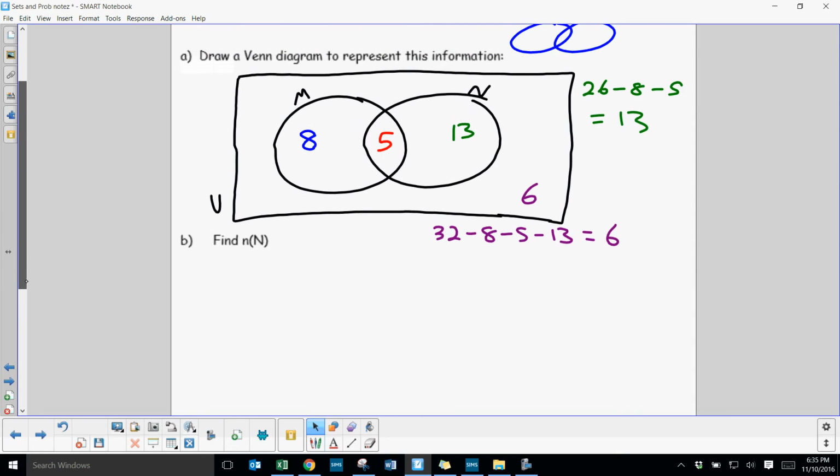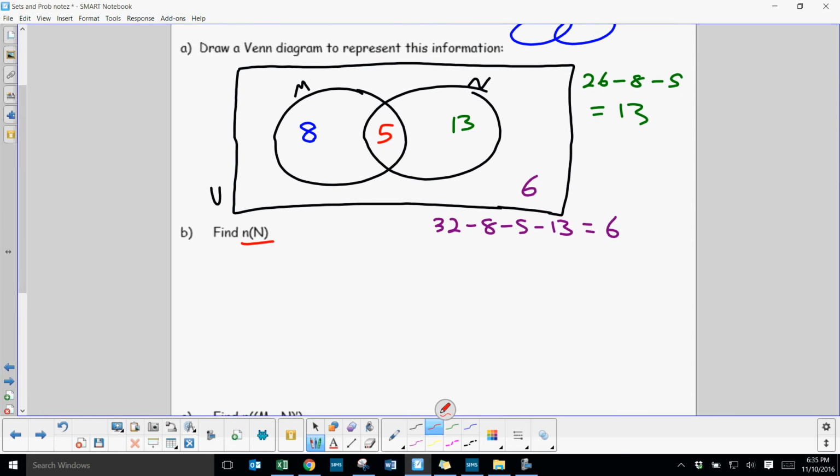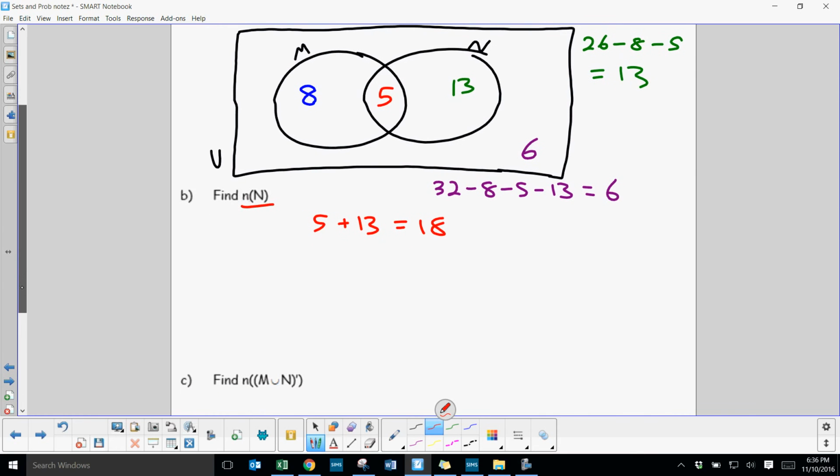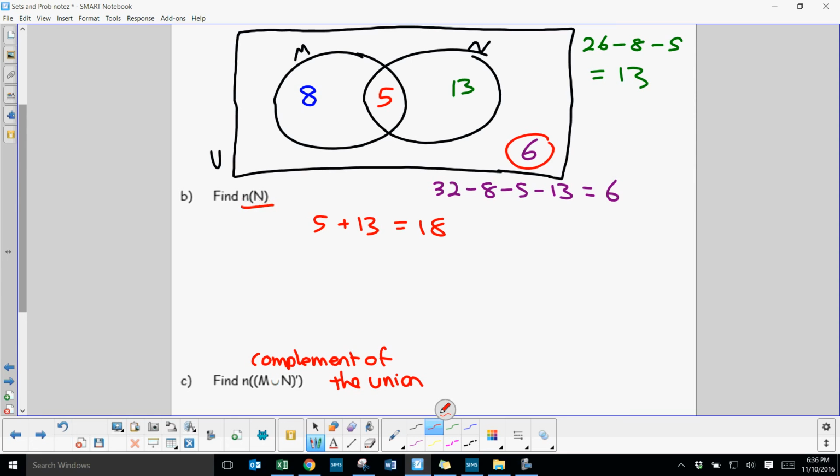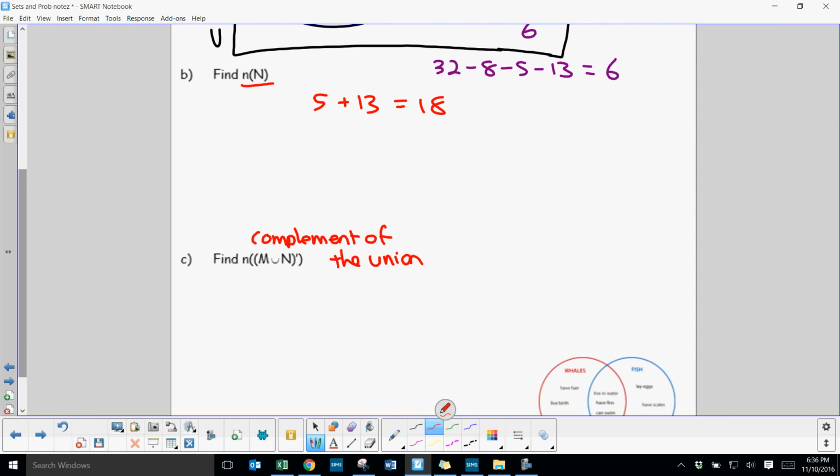From this Venn diagram, find the number in N. The number in N is, look in the circle, we've got 5 and 13. So there in total are 18 elements in N. And the next one is, find the number in the complement of the union. So complement, I might want to write that down. Complement of the union, meaning outside of the union. So outside of the union is just this little number here, 6. So it's already been worked out, and you showed the math above already. So we can just say 6. And that's that one done.